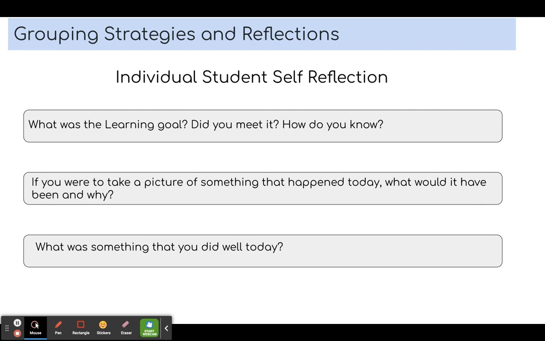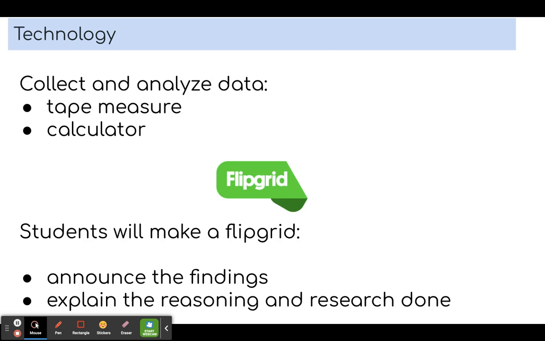The individual self-reflection will consist of these parts. What is the learning goal? Did you meet it? And how do you know? If you were to take a picture of something that happened today, what would it have been and why? What was something that you did well today?